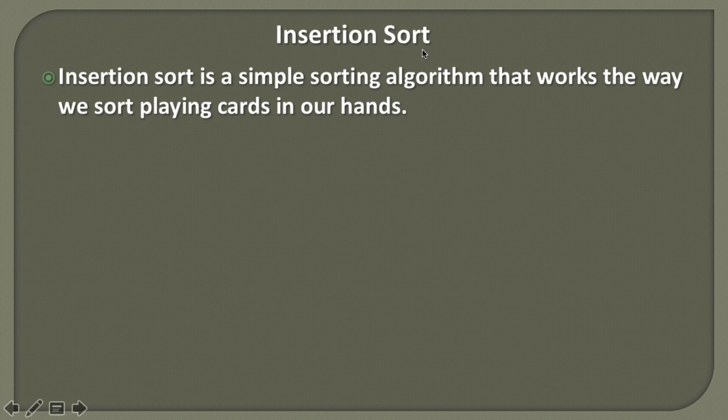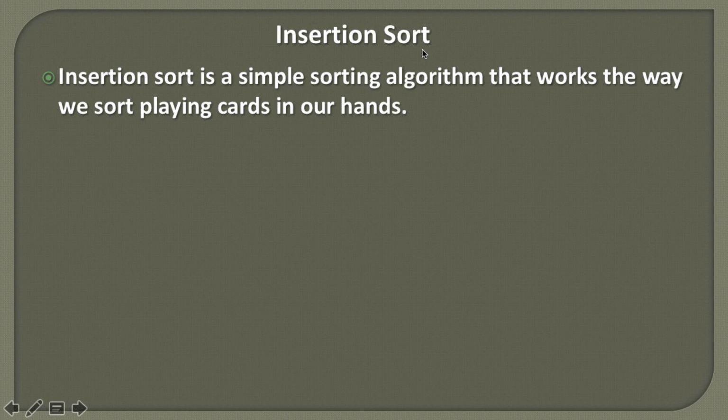So let's say we have this deck of cards lying in front of us, and let's say we pick a few random cards from the top of the deck. When we pick up the first card, we simply keep it in our hand because it is already sorted. And when we pick the second card, we simply compare it with the card we have in our hand, and based on the comparison, we either keep that card before or after the first card.